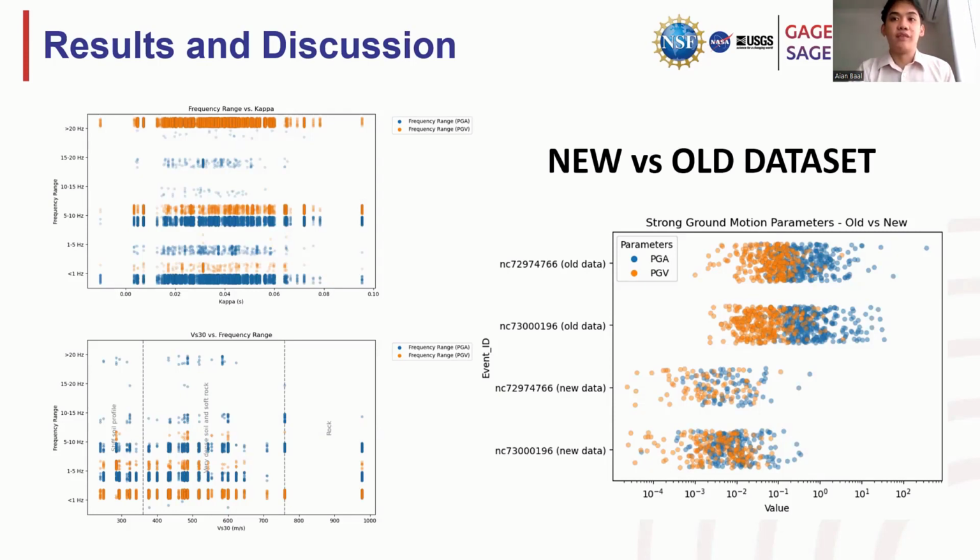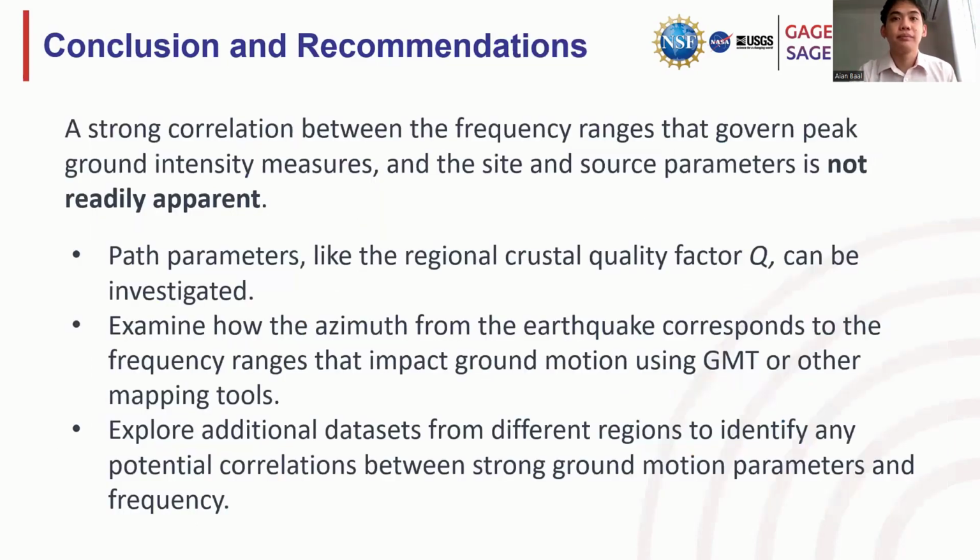As we delve deeper into the investigation, it becomes apparent that the PGA and PGV values from both datasets exhibited substantial differences. In particular, we uncovered that the older datasets contained notably higher PGA and PGV values compared to the new dataset, with differences approaching nearly 2 orders of magnitude. This helps us understand that the problem is more complex than we initially thought, because there are more factors contributing to the peak ground acceleration or peak ground intensity measures besides just the site or source conditions.